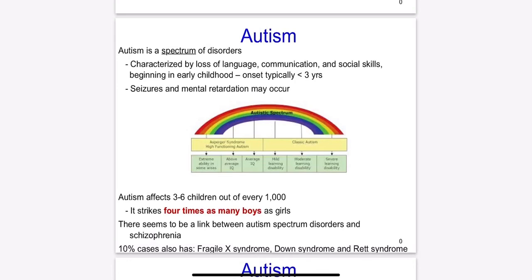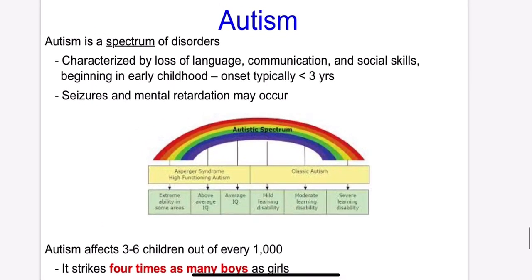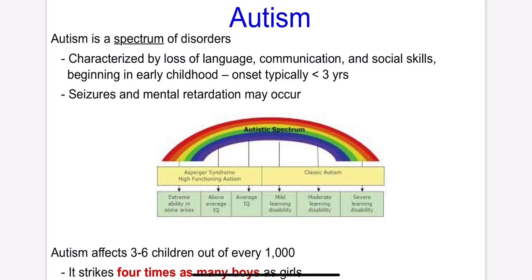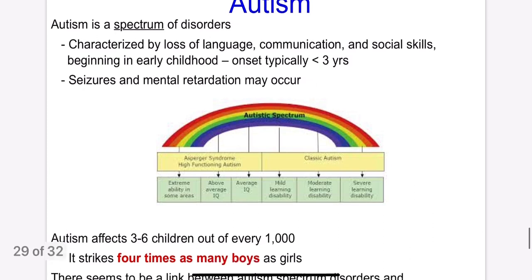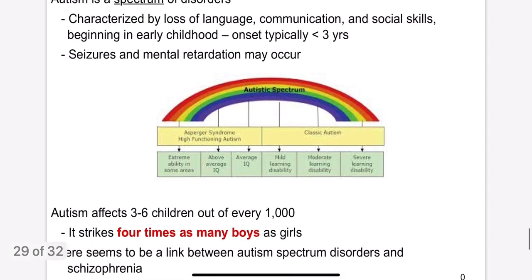Autism is a spectrum of disorders characterized by a loss of language, communication, and social skills, and it typically begins in early childhood when the child has not yet reached the age of 3 years. In some children, seizures and mental retardation may also occur.